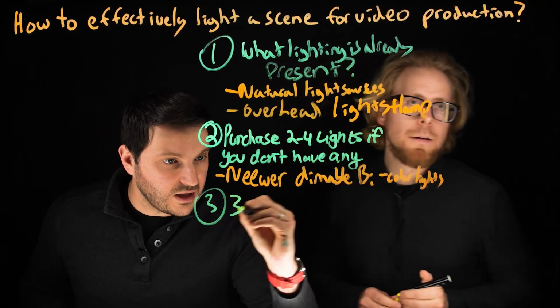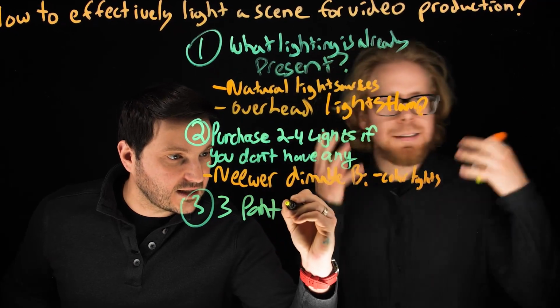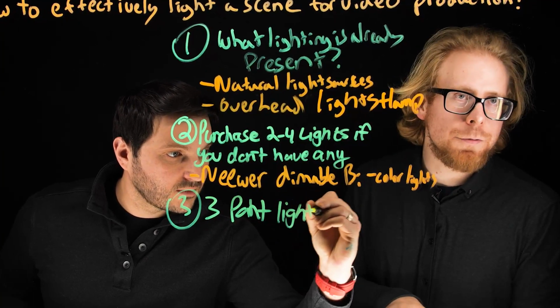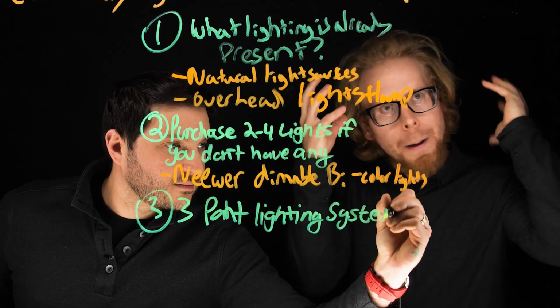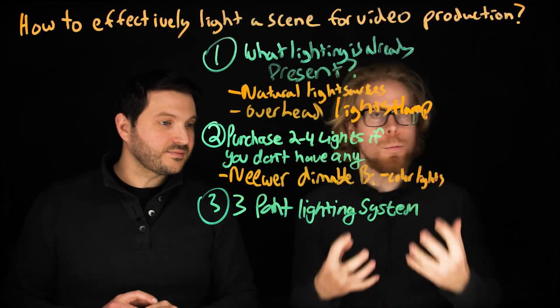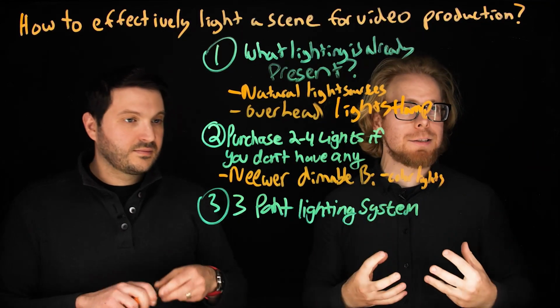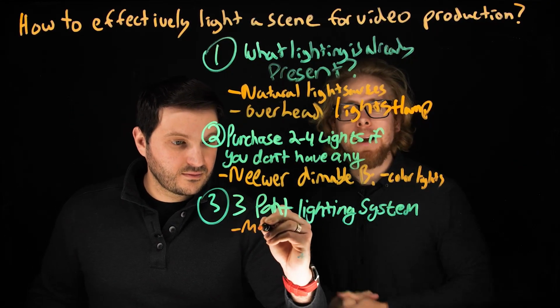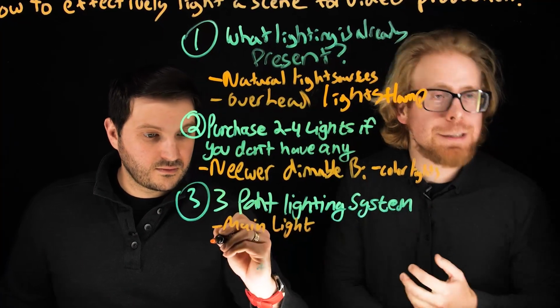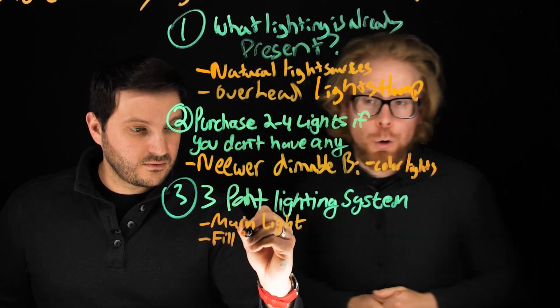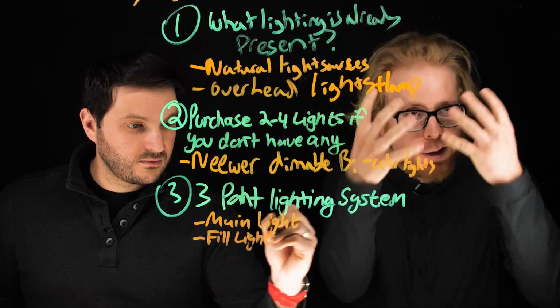So that is the 3-point lighting system. This is basic lighting that they teach in film school. The main takeaways of this are you need a main light that is going to illuminate your subject or subjects, and then you're going to need a fill light which keeps the shadows off the face unless you're really trying to have a really dramatic situation.